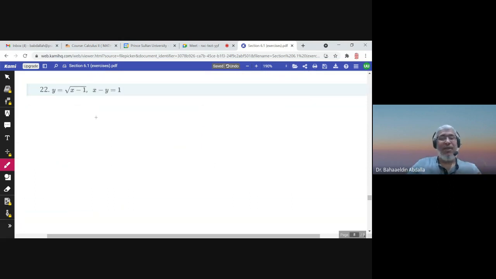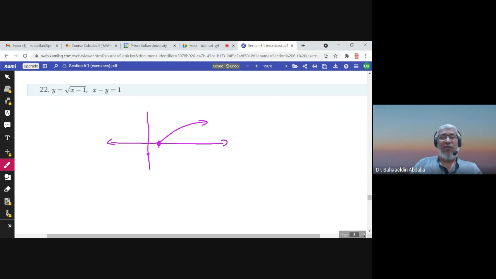Another question, y equals square root of x minus 1. This is the square root of x going 1 unit to the right. So this is the graph. And x minus y equals 1: this is a line. If y is 0, x is 1. And if x is 0, y is negative 1. And it will go like this. So they will meet somewhere, and let us find where they meet.